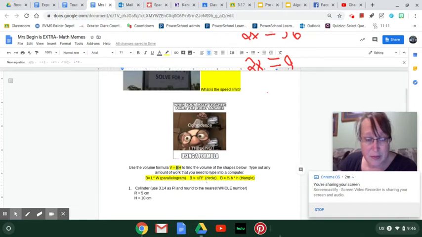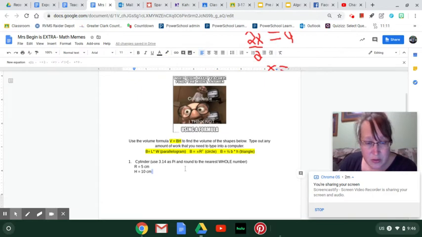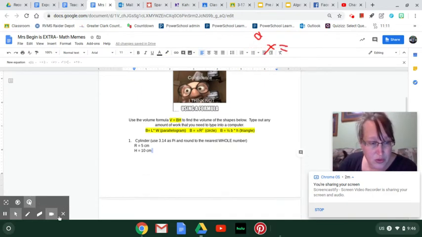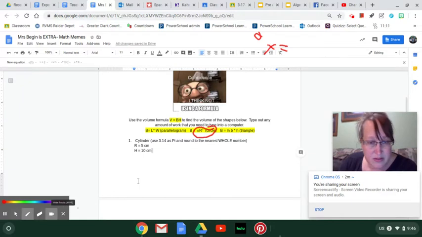If you're finding something that has a base that is a circle, you are going to replace this B up here with this formula. So for down here, we're doing a cylinder. Which formula would you use? Because the base is a circle, you would use that times height. Where do you type this?